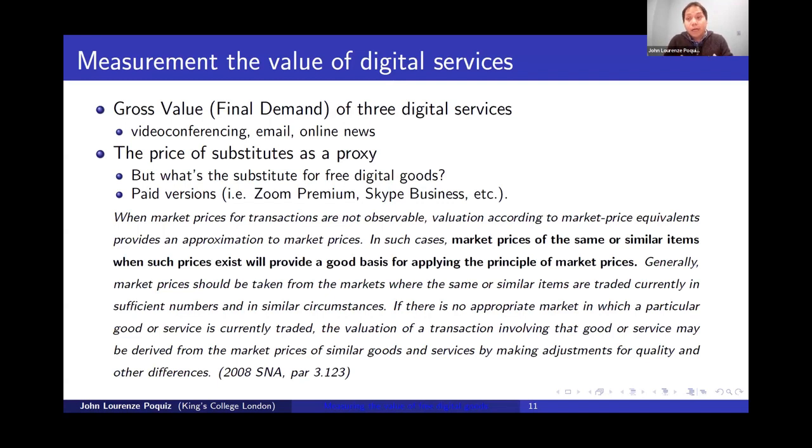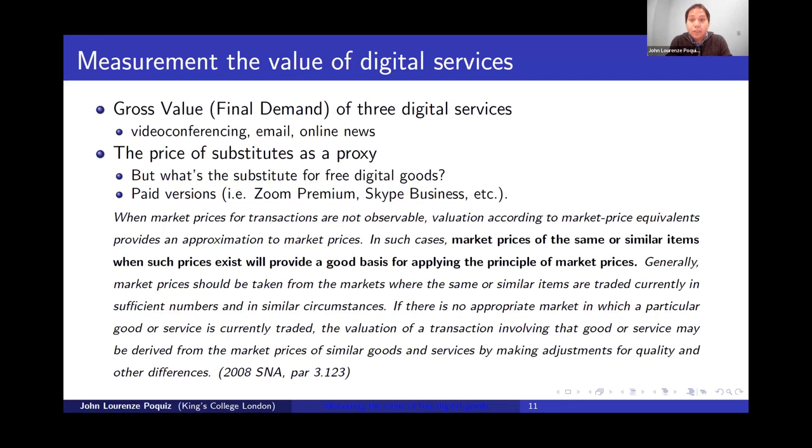So for the paid version, they might have other services attached to what you pay for, and we're going to be talking about later on how we're going to treat that. But generally, the way we're thinking about this is that the paid version of Zoom would be a good substitute for the free version of Zoom.